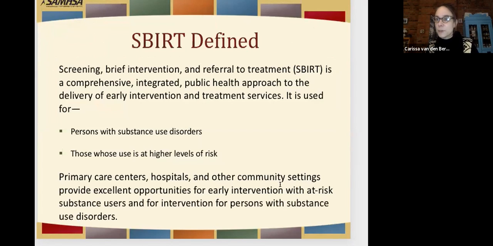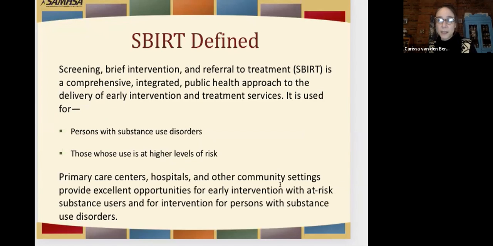So SBIRT, lo and behold, stands for Screening, Brief Intervention, and Referral to Treatment. It's a comprehensive, integrated public health approach to delivery of early intervention and treatment services. It's focused on people who have substance use disorders. When we talk about disorders, we're talking about abuse and dependence, and those who are at higher risk.